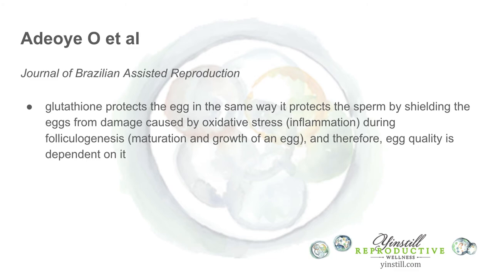First of all, an amazing scientific review on glutathione and fertility by Adeoye et al., published in the Journal of Brazilian Assisted Reproduction, concluded that glutathione protects the egg in the same way it protects the sperm, by shielding the eggs from damage caused by oxidative stress and inflammation during folliculogenesis, which is the maturation and growth of an egg, and therefore egg quality is dependent on it.